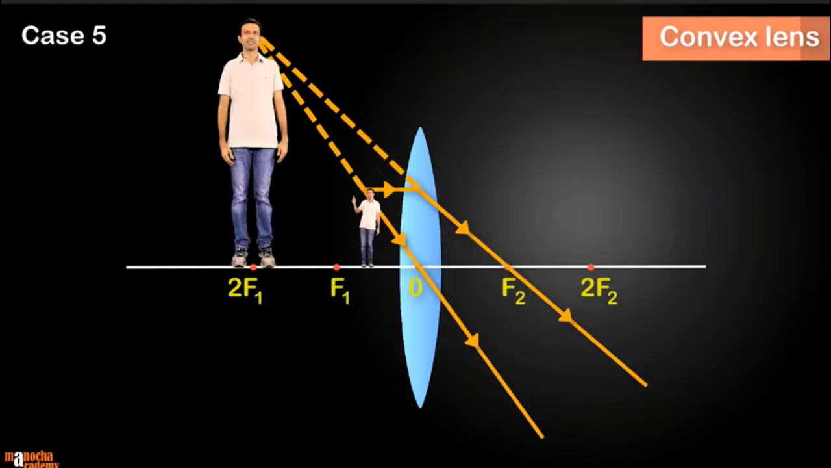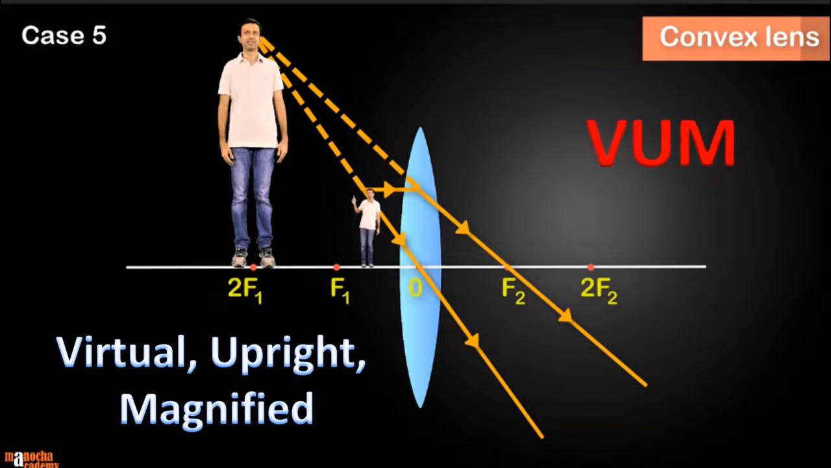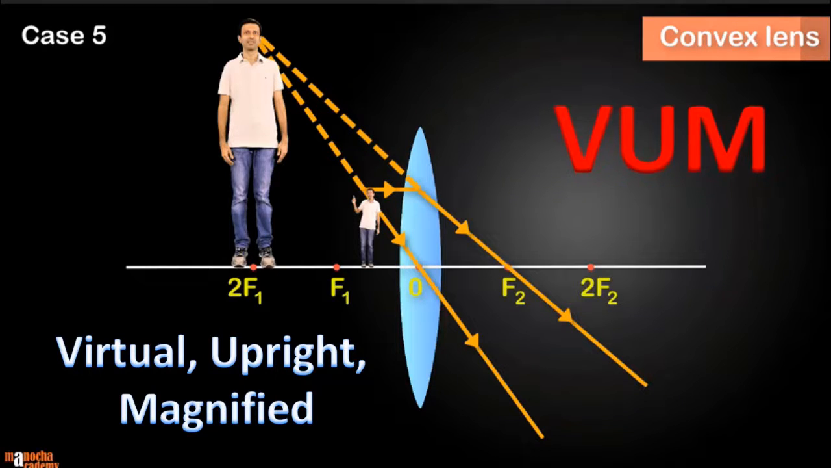Case 5. The object is in between F and the optical center of the lens. What is the image characteristics? Yes, very obviously we can see. The image characteristics is virtual, upright, and magnified. Or we can say it as VUM.